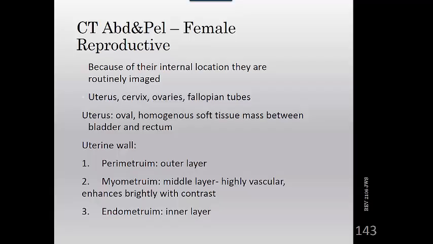The female reproductive organs are routinely demonstrated on CT because of their internal location, and they include the uterus, the cervix, the ovaries, and the fallopian tubes. The uterus is typically demonstrated as an oval, homogeneous soft tissue mass positioned between the bladder and the rectum, and the uterine wall is divided into the perimetrium, which is the outer layer, the myometrium, the middle layer, and the endometrium, which is the inner layer. On CT, the myometrium enhances brightly after IV contrast administration owing to its highly vascular composition.